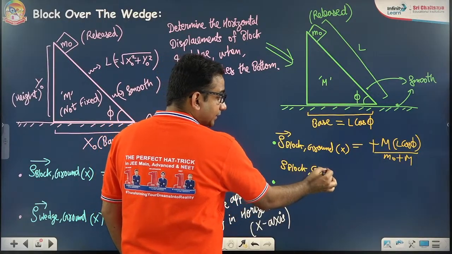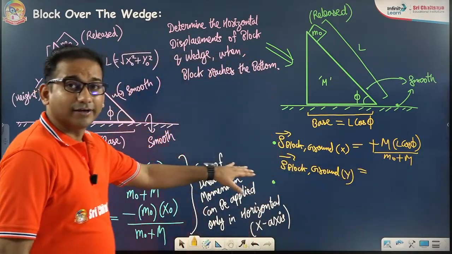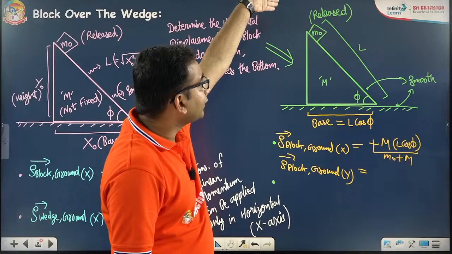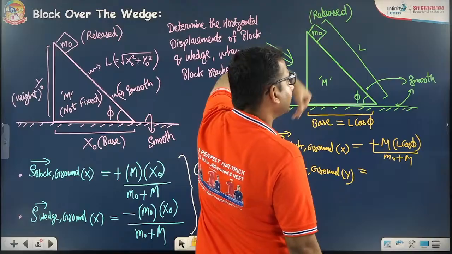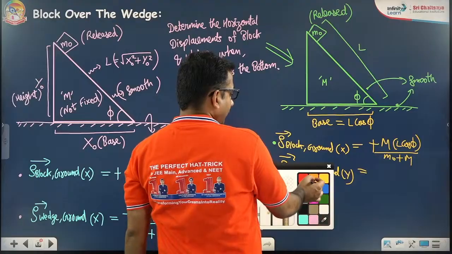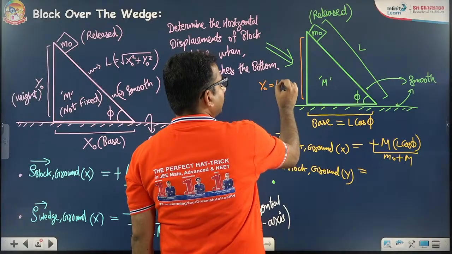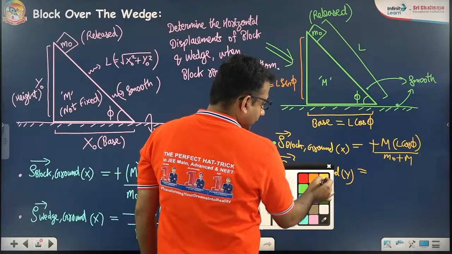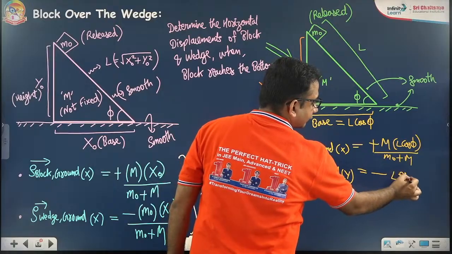And not only that, dear, you will also write that the displacement of block with respect to ground in the vertical direction. Now you can't apply the conservation of momentum here because of gravity, but you can directly see that block is moving where with respect to ground in vertical. It is moving down. In vertical direction, and how much? L sin phi. This distance from here to here, I would say that this distance, y coordinate, will be equal to L sin phi. All right. So that will be equal to how much? Directly you will write minus because of down, and it is L sin phi.